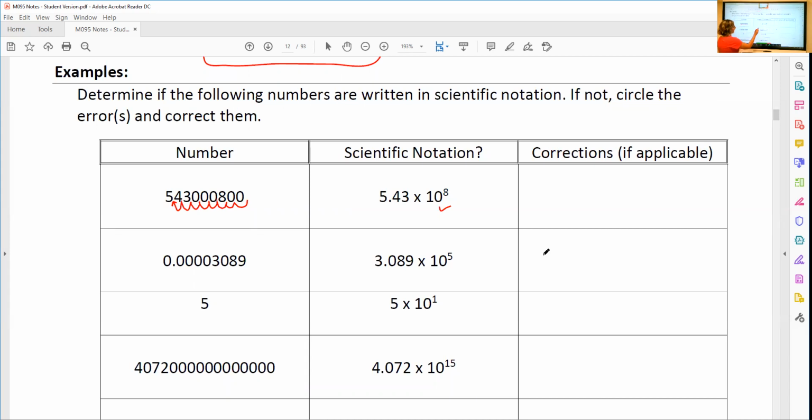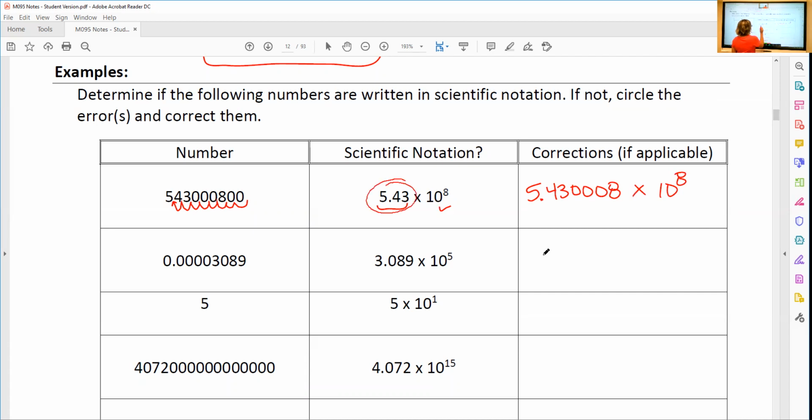So the mantissa looks pretty good, but it's not fully correct. You can't just chop off the other part of it unless it tells you to round to the hundredths place in the directions. And it does not tell us that. So what it should have been written as is 5.430008 times 10 to the 8th. And so then that's the correction that needs to be done.